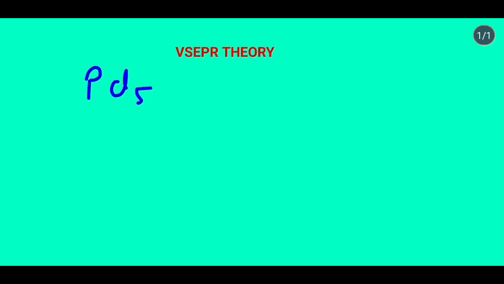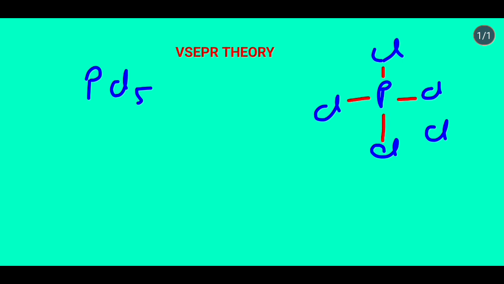Another example is PCl5, phosphorus chloride. The central atom is P, bonded to Cl atoms by single bonds. The number of electron pairs is 5, and the molecular geometry is trigonal bipyramidal.